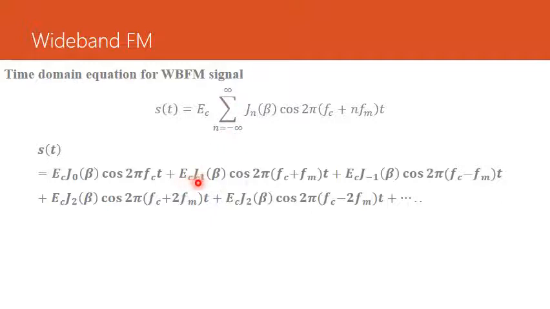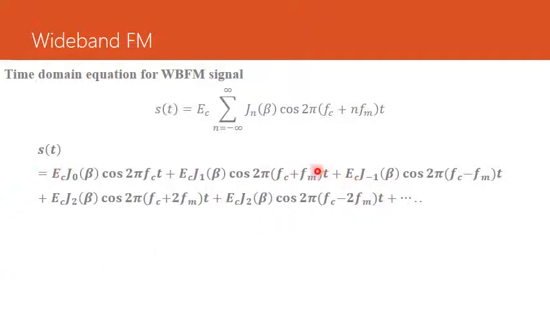Now for n equal to 1, it is Ec J1 of beta cos 2 pi (fc plus fm) t, plus Ec J minus 1 of beta cos 2 pi (fc minus fm) t, plus Ec J2 of beta cos 2 pi (fc plus 2 fm) t, plus Ec J minus 2 of beta cos 2 pi (fc minus 2 fm) t. So now we have the time domain equation for the wideband FM.